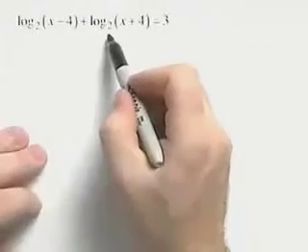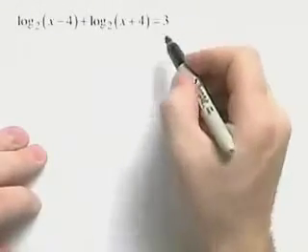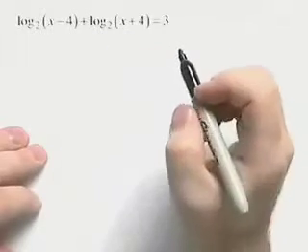For this problem, we're going to solve a logarithmic equation. We have log base 2 of x minus 4 plus log base 2 of x plus 4 is equal to 3. I'm going to solve this for x.